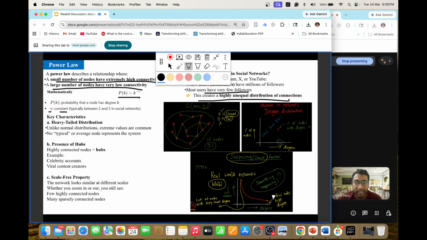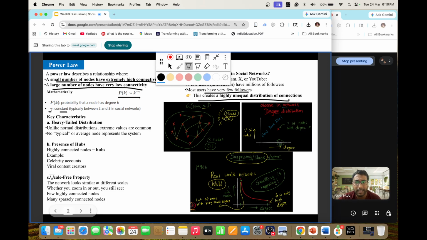Now the key characteristics. First, heavy tail distribution. Heavy tailed means you can see the curve is tailing off. Unlike a normal distribution, which we will see in the next slide, extreme values are common. No typical or average node represents the system. Next, there can be a presence of hubs: highly connected nodes, for example a celebrity account or a viral creator.